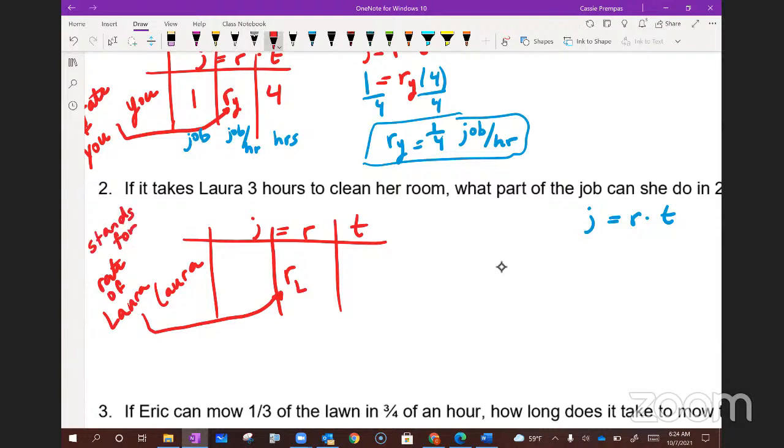Stands for rate of Laura. Then now I want to see what I have. So it says it takes her 3 hours. And again, you can put your units at the bottom: hours, and she's cleaning 1 job.